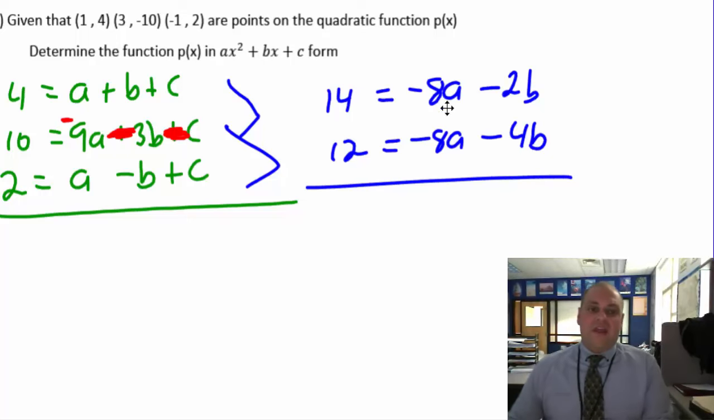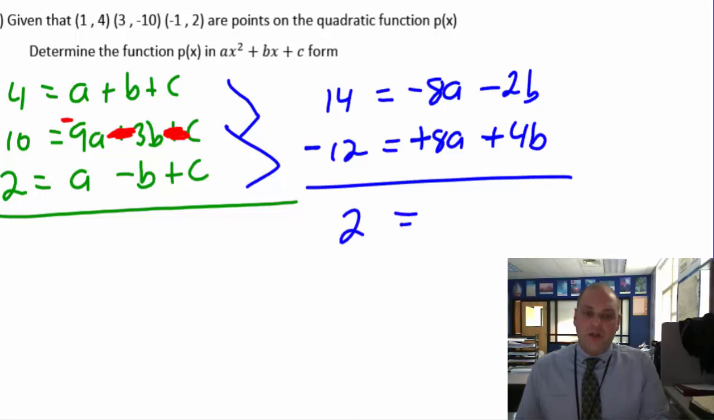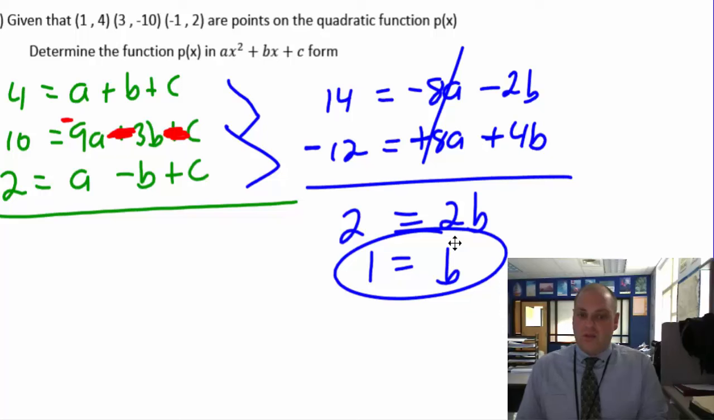All I need to do is I almost have the same a's here. How about just negate the a's here? Multiply by negative 1, right? That's going to give me minus 12 plus 8a plus 4b. So that's going to give me 2 equals, the a's drop out, 2b. b equals 1. All right, good. B equals 1.